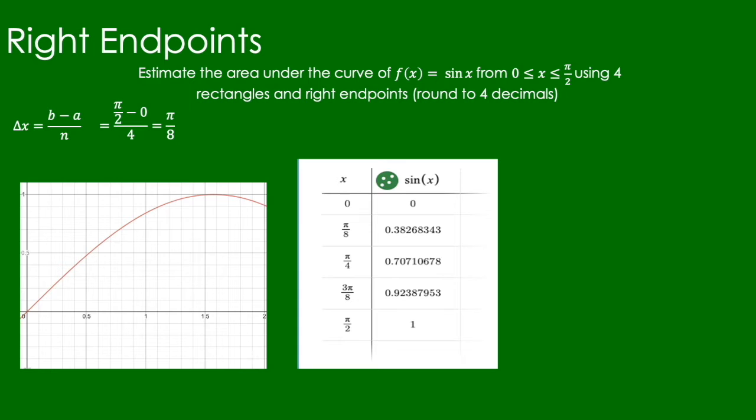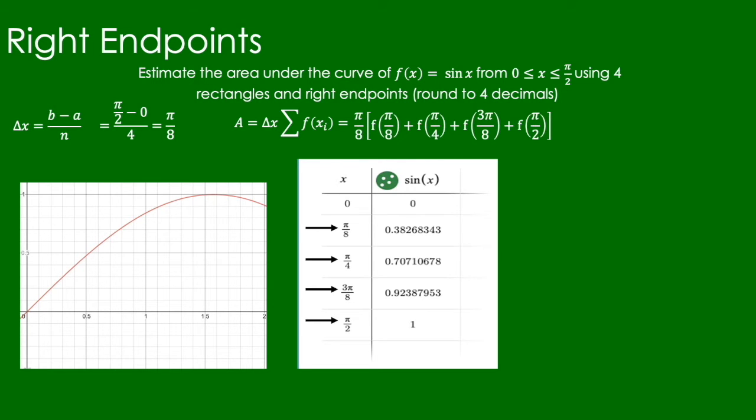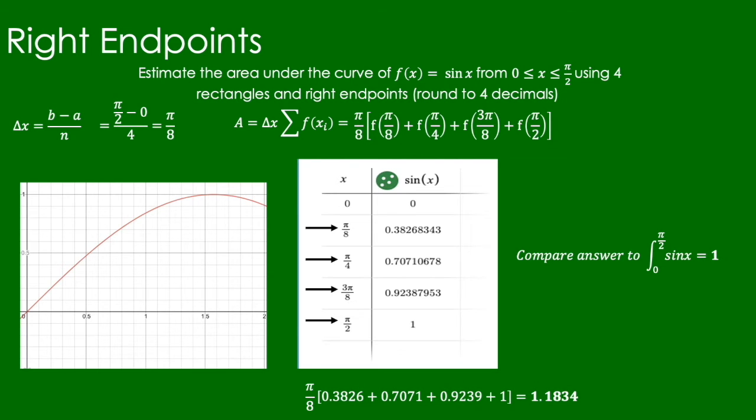But since we're using right endpoints, we'll take the rightmost rectangle, or height, which is x equals pi over 8, and then take 4 rectangles from there. The equation is the same. To find the area, you add up all the areas of the rectangles. Each of them have the same width, so you can factor that out. Using the table, this is what we get. We can compare our answer again to technology, which is 1 evenly. And we can see that, again, it's an overestimate.